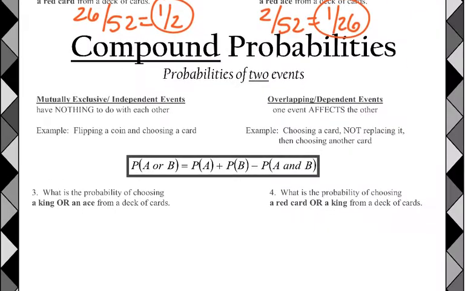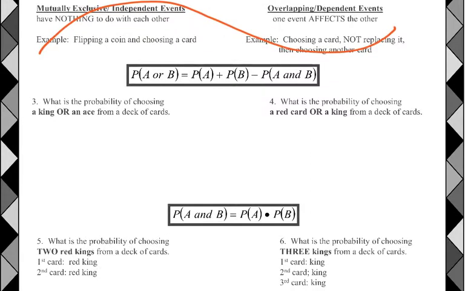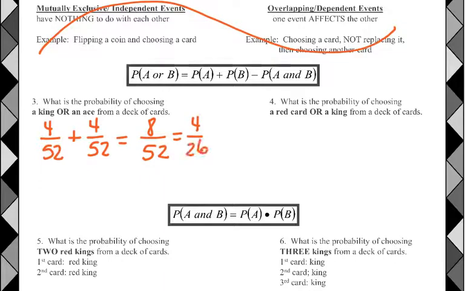Then we talk about 2 events that are independent of each other, and you don't really need to know this so much. You don't even really need to know those formulas. It's just kind of common sense. What's the probability of choosing a king or an ace? Well, a king is 4 out of 52. An ace is 4 out of 52. There's no overlap between those, right? So altogether there's 8 cards that are either kings or aces out of 52. And then, of course, I could reduce that to 2 out of 13.